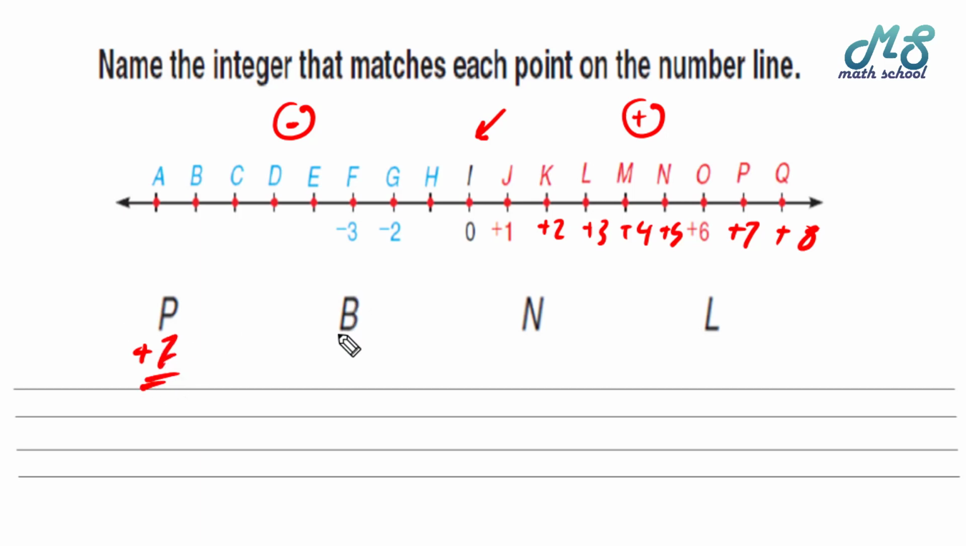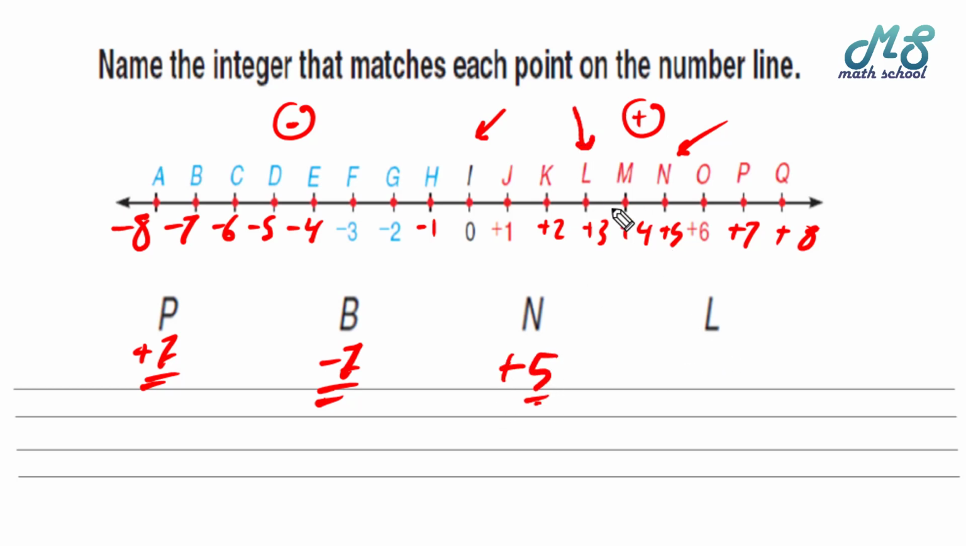Next, B. You can complete the number line. 0, we have negative integers: negative 1, negative 2, negative 3, followed by negative 4, negative 5, negative 6, negative 7, negative 8. So we get negative 7. N, look at the number line and find the N. N is positive 5. What about L? Look at L, we get positive 3.